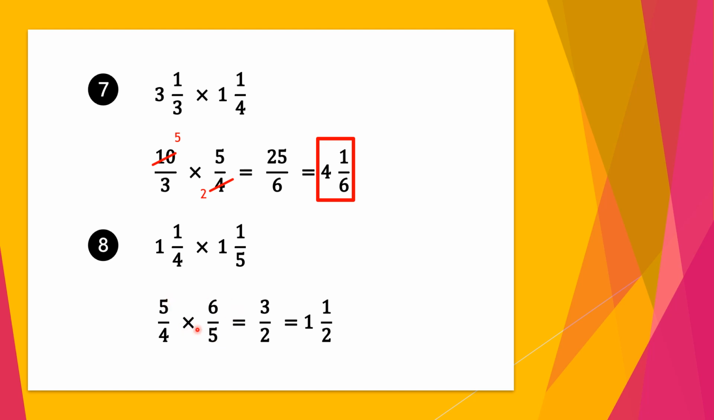Now we can cross cancel. So 5 goes into 5 once, and 5 goes into 5 once. And 4 goes into 2 times, and 6 goes into 2 3 times. So now we multiply our numerators. 1 times 3 is 3, and we multiply our denominators, 2 times 1 is 2. This is our solution, but it is an improper fraction. We want to write it as a mixed fraction. So our final solution is 1 1/2.